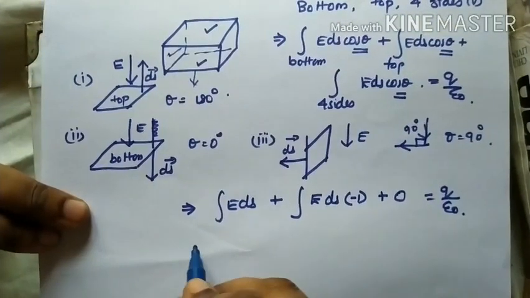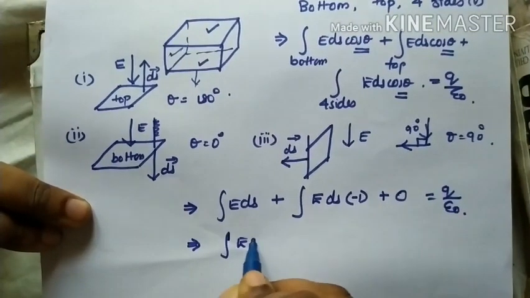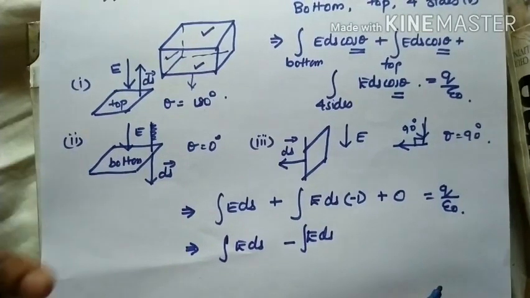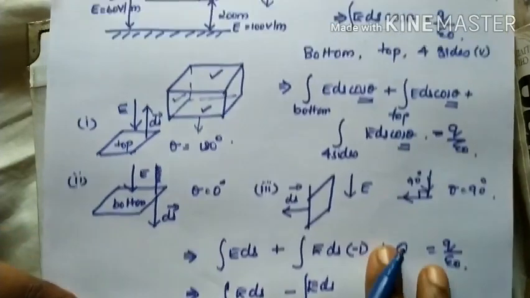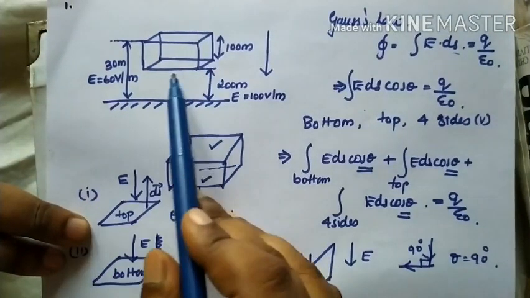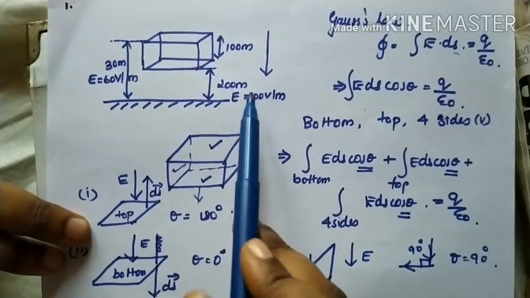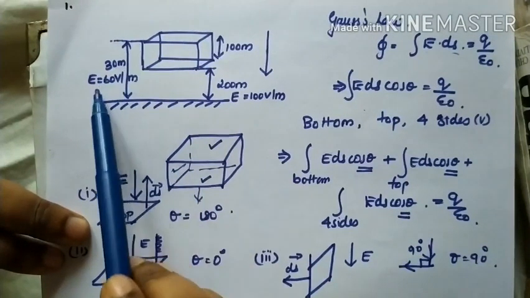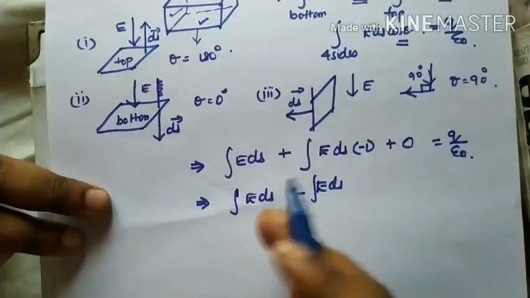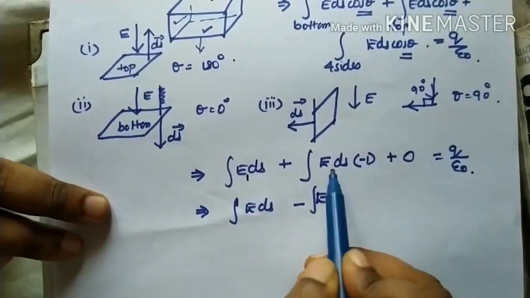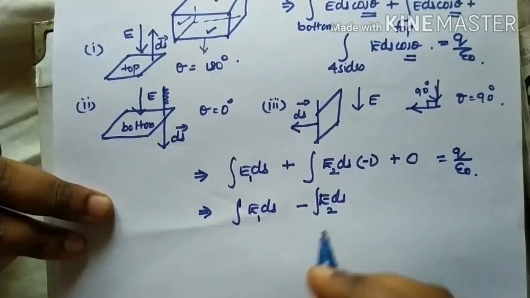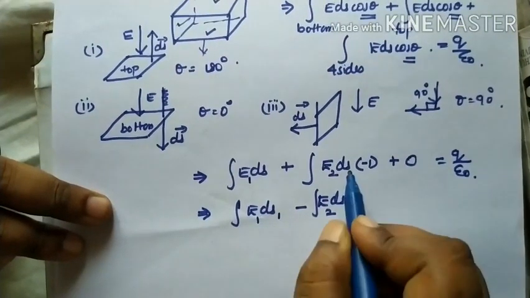So what does this become? E dS minus E dS. Don't make it 0. Why? Let's go back to the question. Because E is different for different heights. For the bottom, E is 100 volt per meter, whereas for the top side it is 60 volt per meter. So we cannot put in the same value. So we'll make this E1 and this one E2. Now it is easier. Let's make this one dS1 and this one dS2.